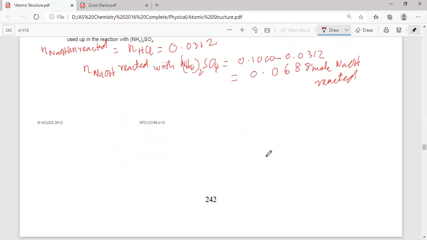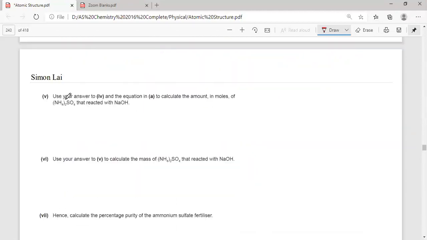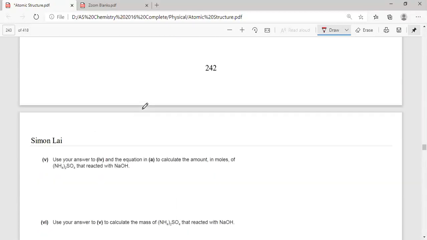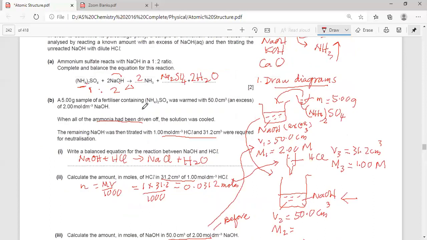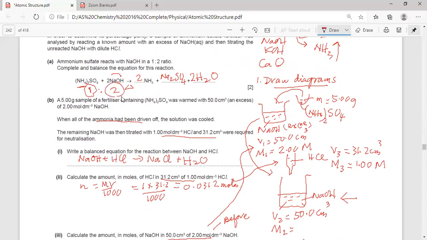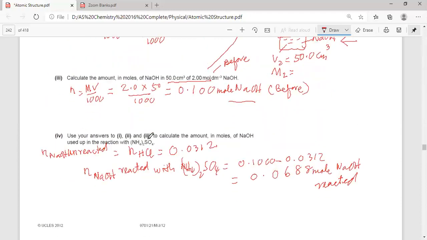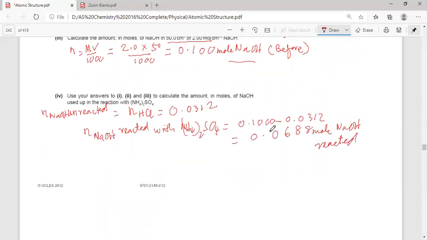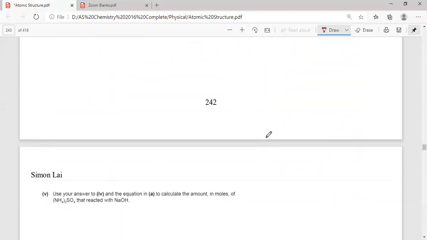Okay, so now of course they will ask you for how much ammonium sulfate. Use the answer in 4 and an equation there to calculate the moles of ammonium sulfate reacted. Now remember here, the ratio, stoichiometry, is important. 1 mole reacts with 2 moles. So how many moles of NaOH reacted? Is this one here. Okay, so let's put the equation first.